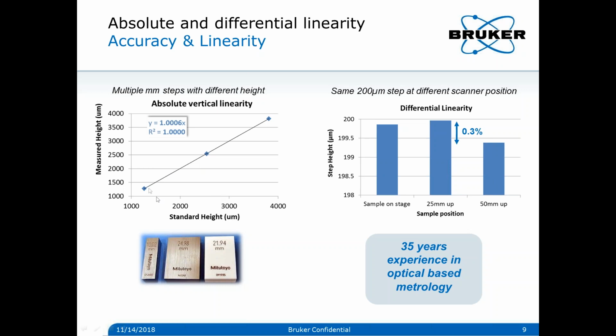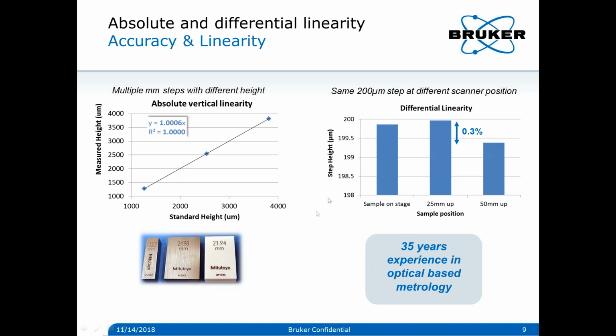parameters for metrology. First of all, what you want with the 3D optical profiler is, whatever the step height you measure, you want the answer to be right and accurate. This is what we call absolute vertical linearity. So if you measure a step close to 1 millimeter or 4 millimeters, you can see you have a nice linear progression with respect to what is measured versus what is expected on a gauge block, for instance.